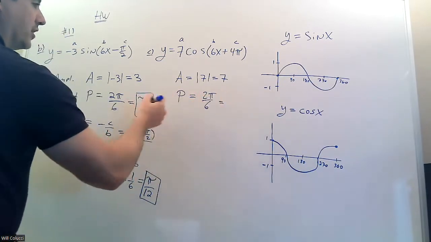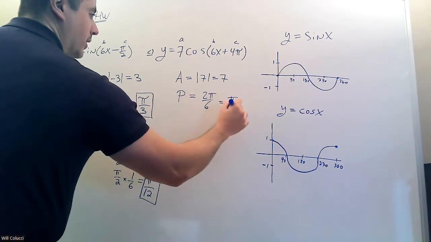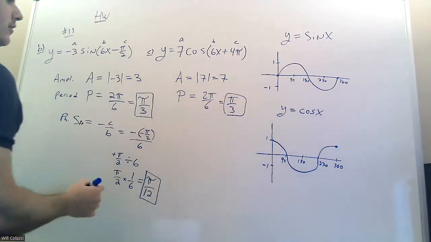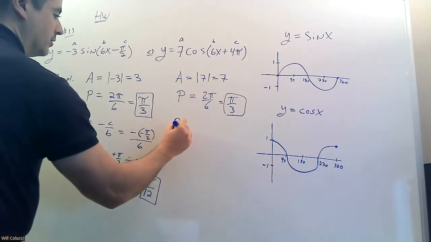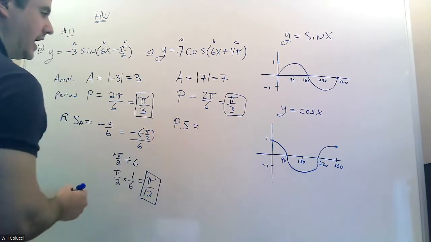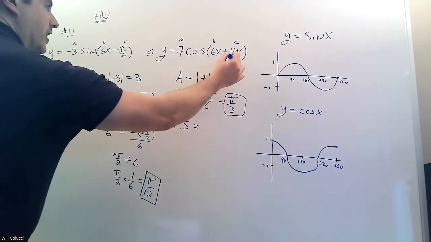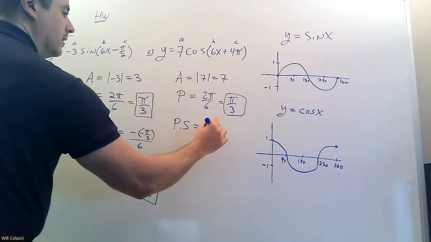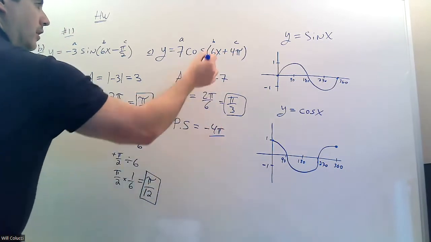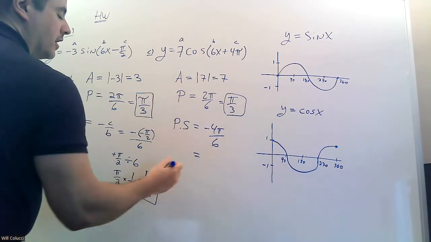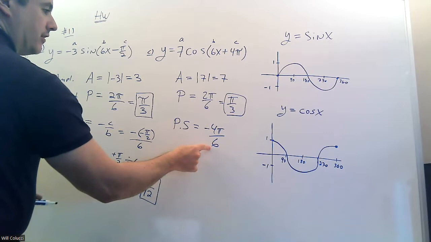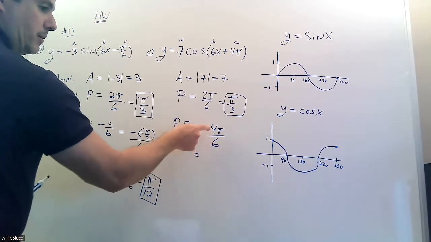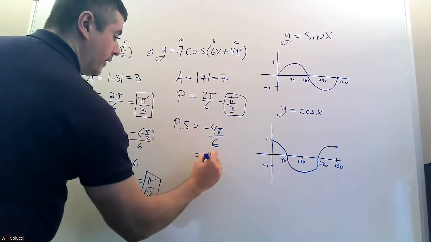But unfortunately, I got the exact same thing as the previous one, pi over 3. I don't want to change it now because I'm doing the same ones on the sheet. And I don't want to switch it. The phase shift, you're going to take -c over b. So again, I really should have had this be an 8. And then that just would have been negative pi over 2. But for whatever reason, I didn't.